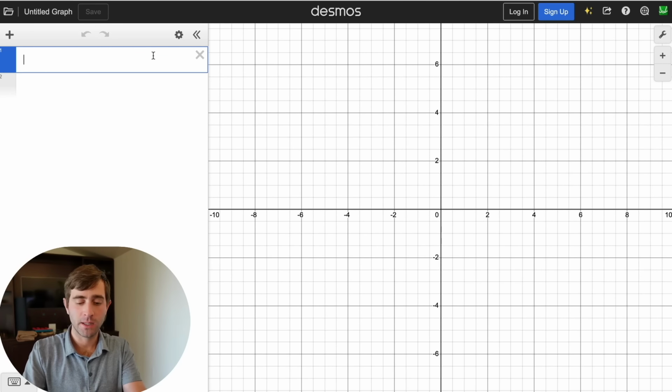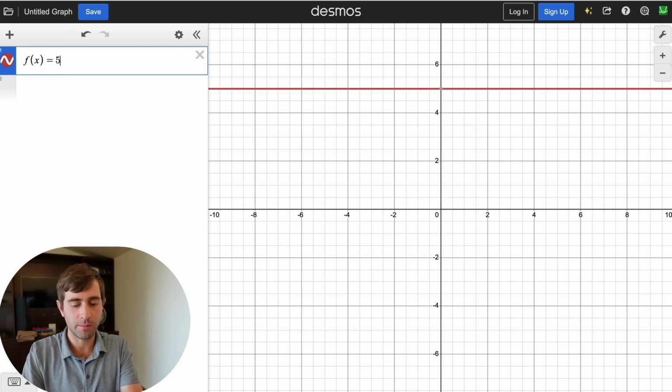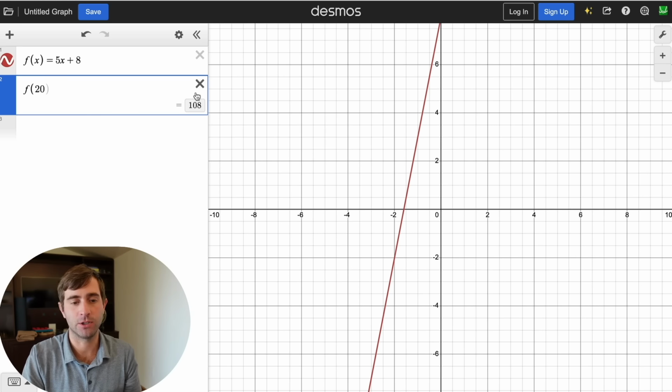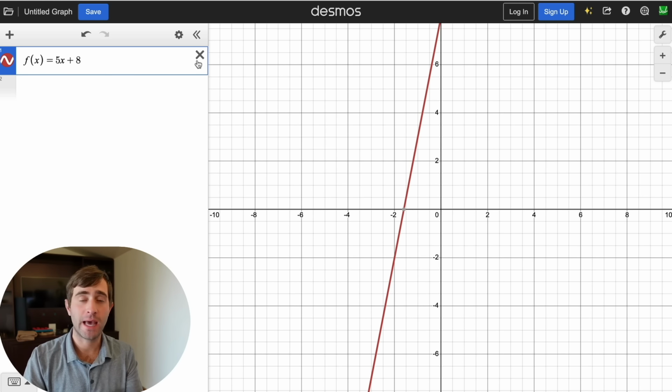Now, one basic thing to understand with functions is if you have a very simple function like this, if you do something like f of 20, Desmos will just spit the answer out for you. So this is why the SAT has started to involve a lot more variables like we see in these examples.